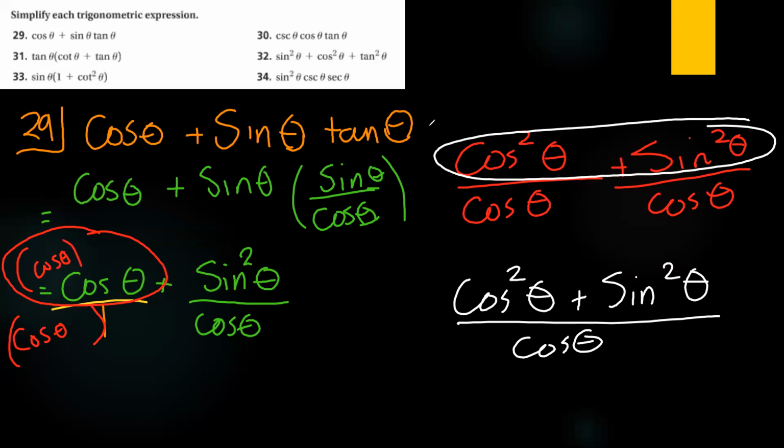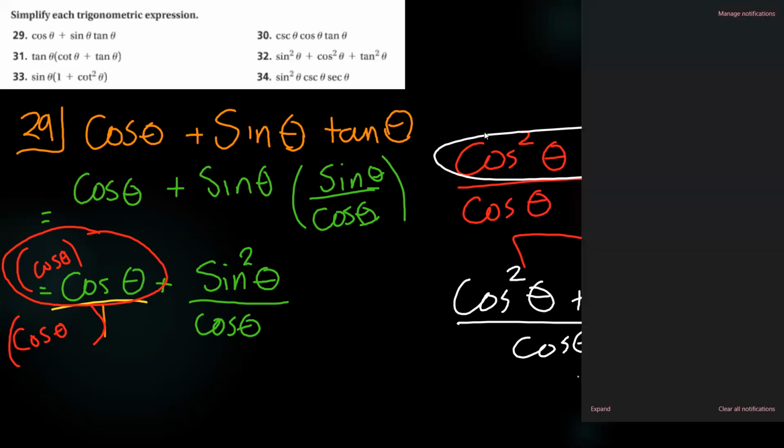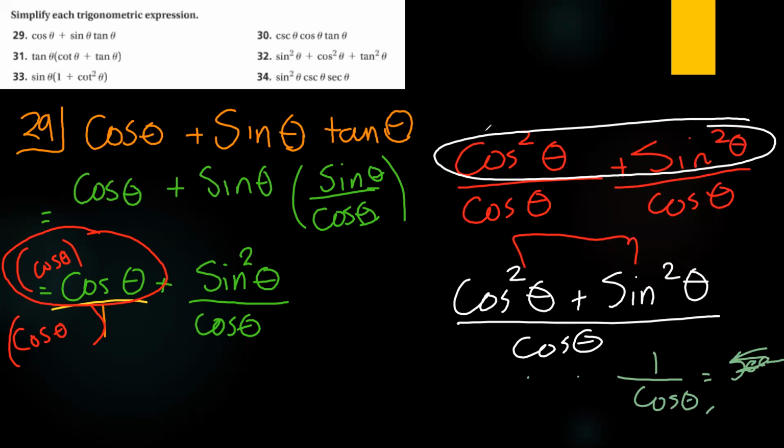And then from the Pythagorean identity, we know that cosine squared plus sine squared is 1. So 1 over cosine. And 1 over cosine, as we know, is secant of theta. This is for number 29.